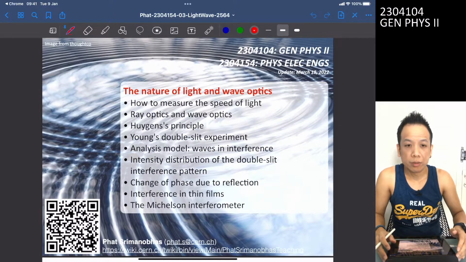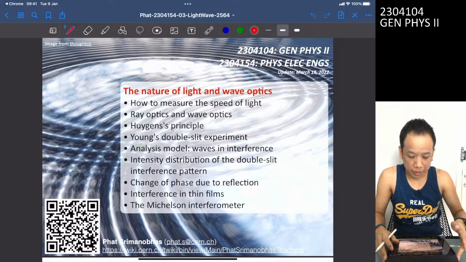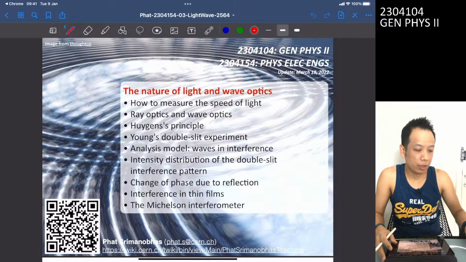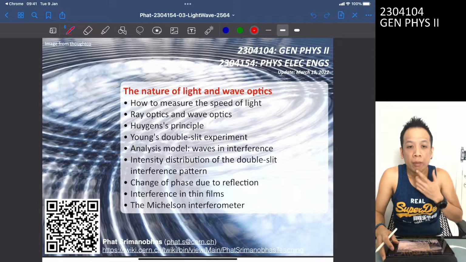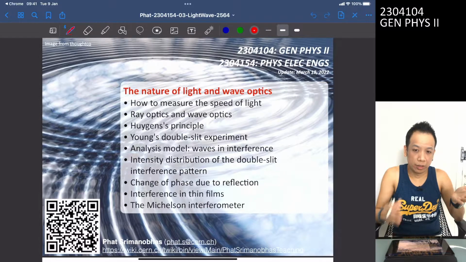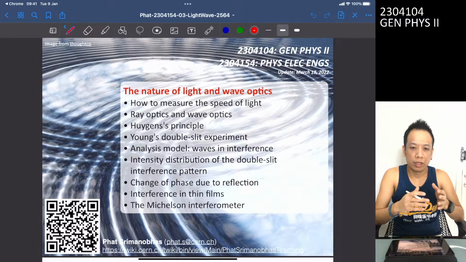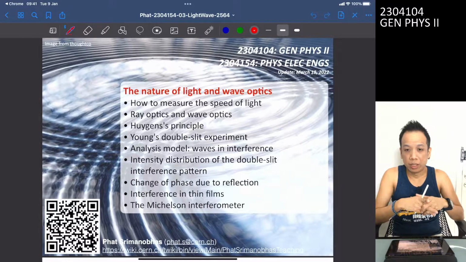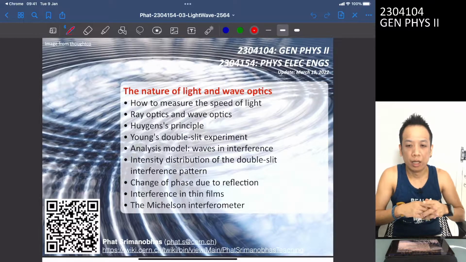So in this lecture, we focus on the new topics: the nature of light and wave optics. In the course syllabus, we are going to focus on interference and also diffraction. It's another set of slides. However, along the way, sometimes we need to go back to ray optics. When we talk about reflection and refraction and need the basics from those topics, I will review it again, but not in these videos.